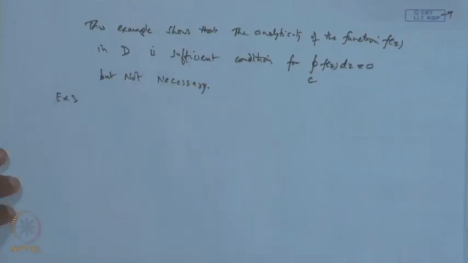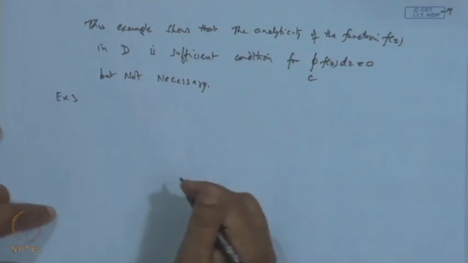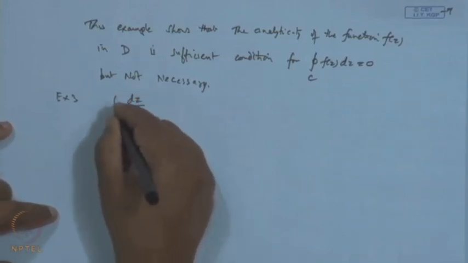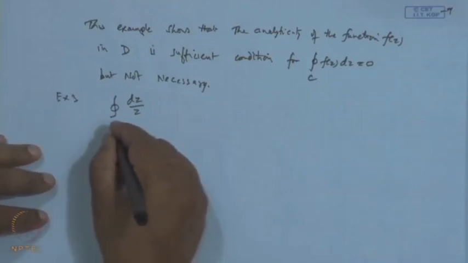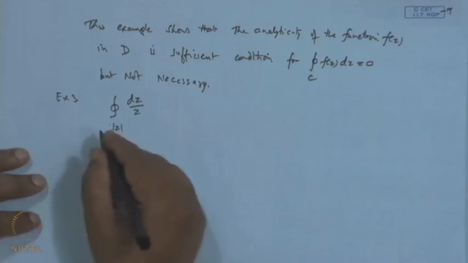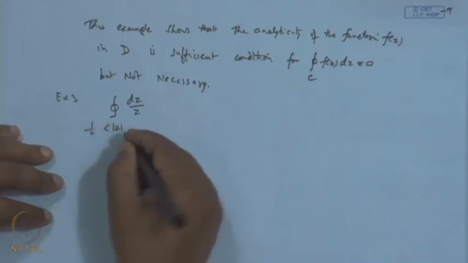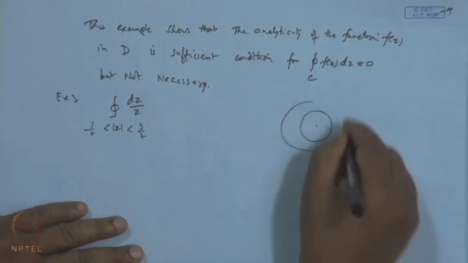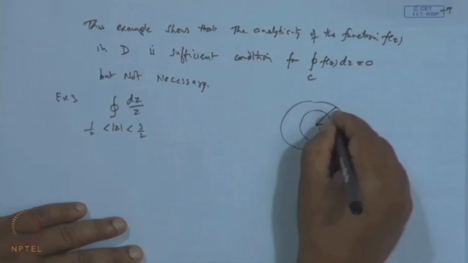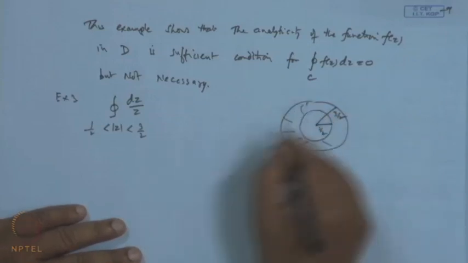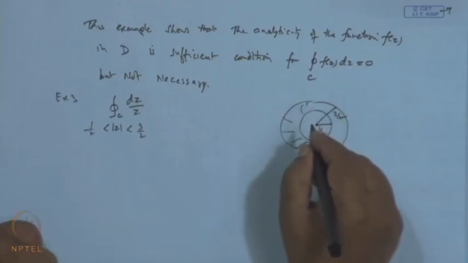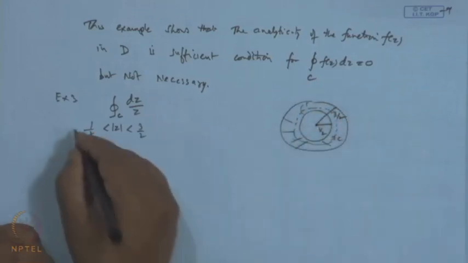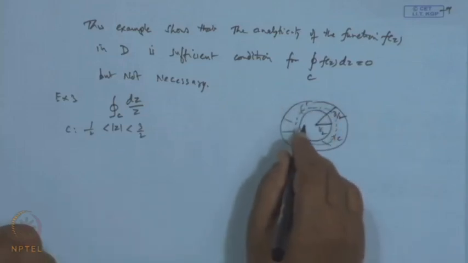Now, let us take another example. Suppose I take the curve integral, evaluate this integral dz by z along a path in the annulus, where half is less than mod z, less than 3 by 2. That is, we are taking an annulus centered at 0 with radii half and 3 by 2. So, this is the portion. C is any closed curve. We are choosing any closed curve. This is our closed curve C, the annulus boundary. Okay, this is the domain and C is this boundary.